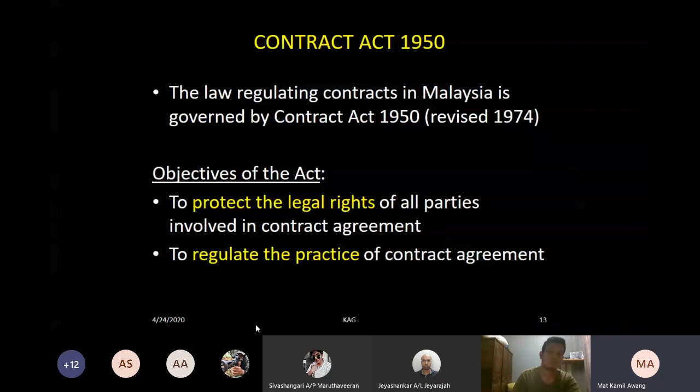So the Contract Act 1950, this is actually the law regulating contracts in Malaysia, revised in 1974. What is the objective of the Act? The objective of the Act is to protect the legal rights of all parties involved in the contract agreement. It protects the right of the seller, also protects the right of the buyer, for example. And it regulates the practice of contract management. It creates a regulation for contract management. What can be done, what cannot be done, what can be contracted, what cannot be contracted. Right?